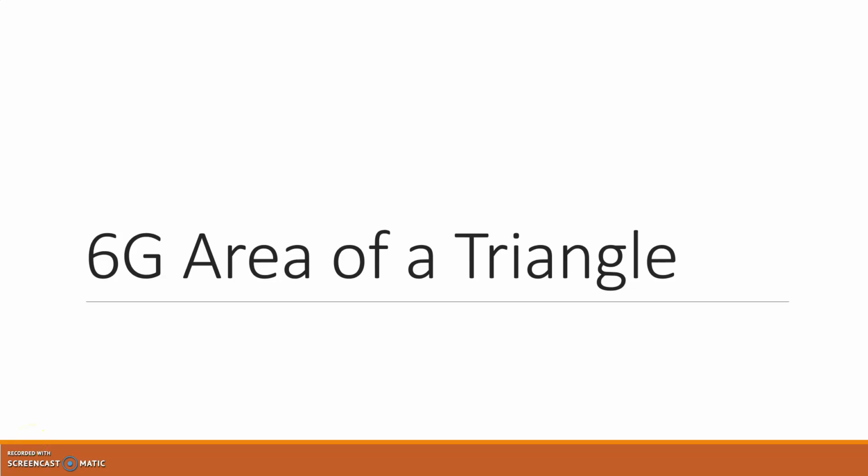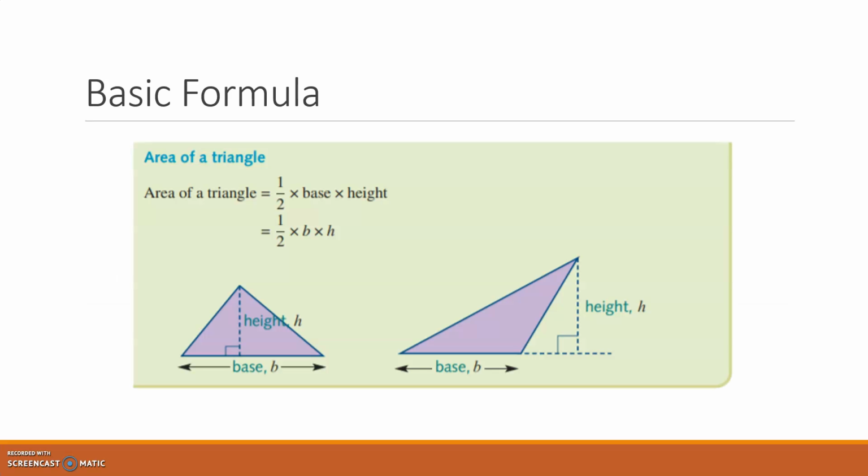Hello students and welcome to this exercise 6G video which focuses on the area of a triangle using three different rules. Now the first of these three rules is the basic formula for the area of a triangle which you would have used before in Year 11 Maths General and all your previous years of schooling and high school essentially. This is the rule that says the area of a triangle is equal to 0.5 times the base times the height. Another way of saying it is the area equals base times height over 2.